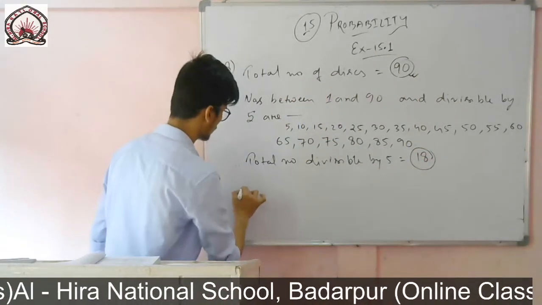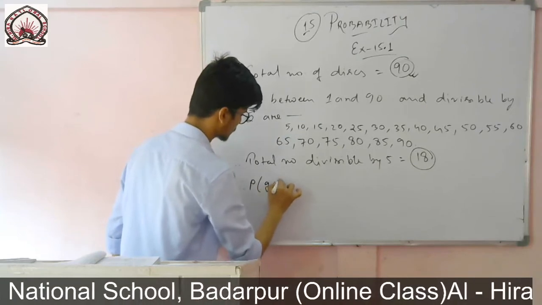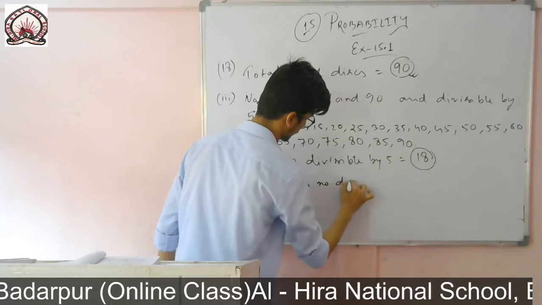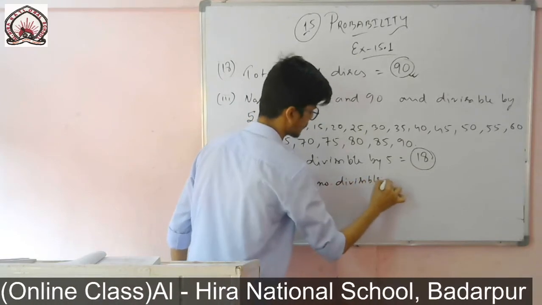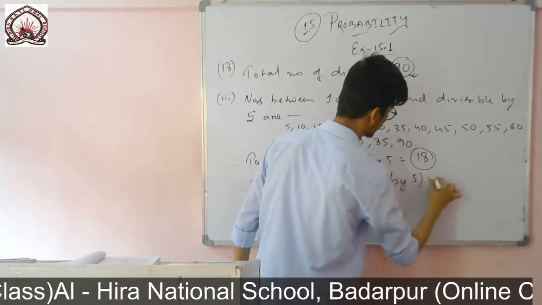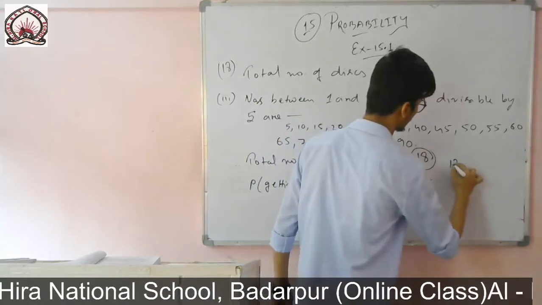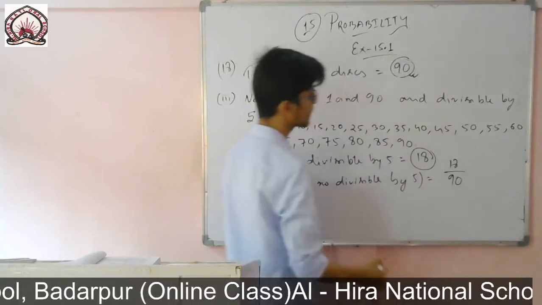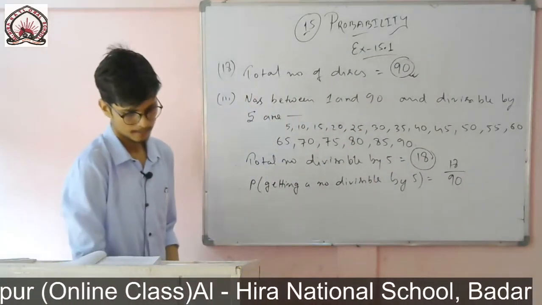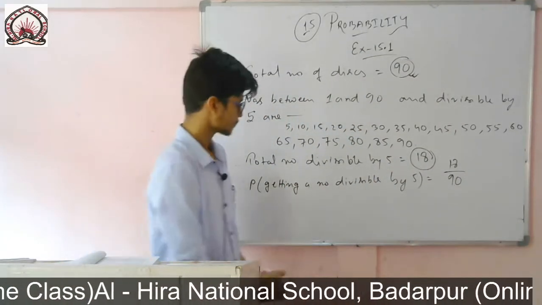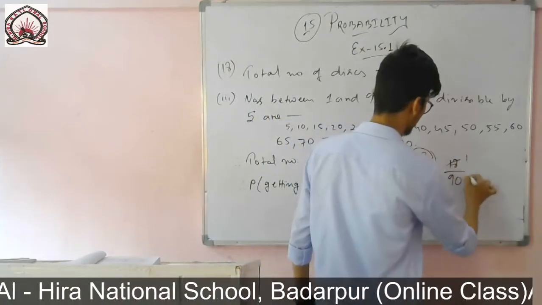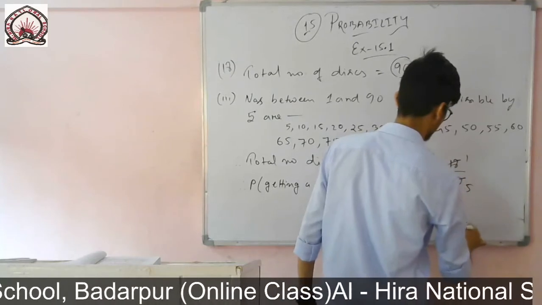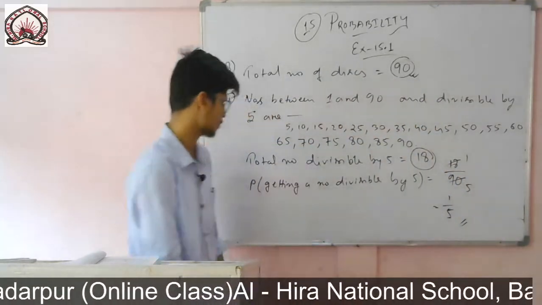So we know the probability of getting a number divisible by 5 is equal to the total number of favorable outcomes divided by the total possible outcomes, 18 by 90. 18 ones are 18, 18 fives are 90. So 1 by 5 is the required probability.